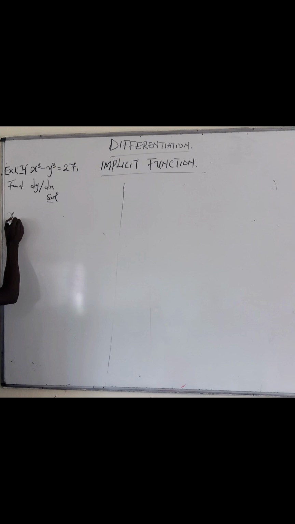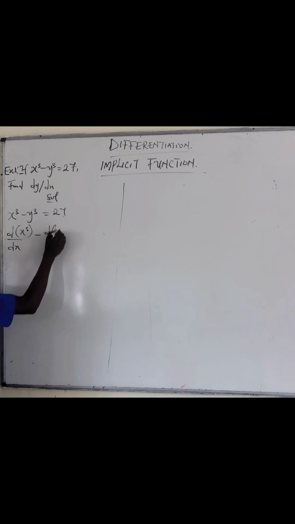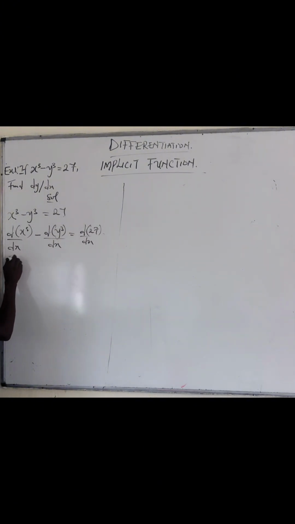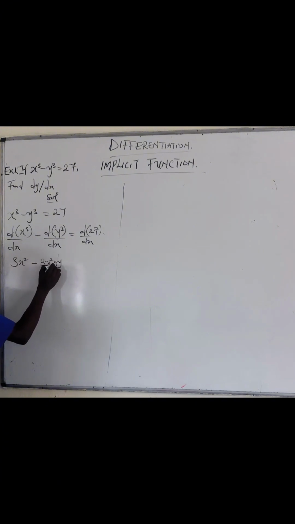So you are going to have x cube minus y cube is equal to 27. So differentiate both sides, you have d over dx of x cube minus d over dx of y cube is equal to d over dx of 27. So if you differentiate x cube, you are going to have 3x squared minus, if you differentiate y cube, you have what? Minus 3y squared dy dx is equal to 0.